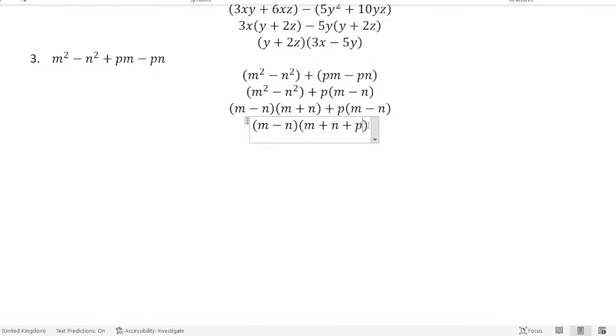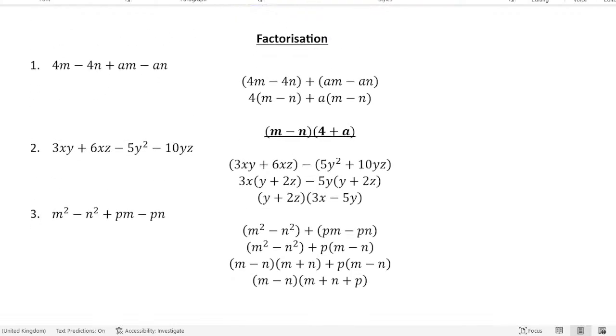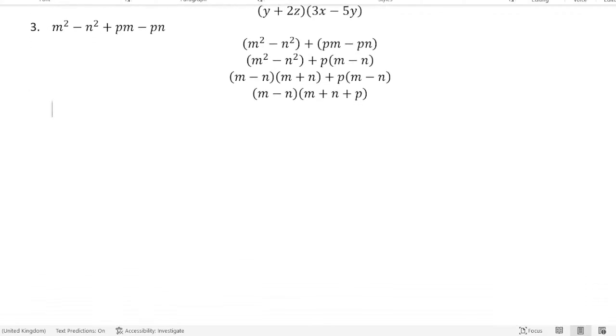I hope you got it right. If you didn't get it right, make sure that you go through example 1, go through example 2, and also go through example 3 again. So now we're going to do number 4.